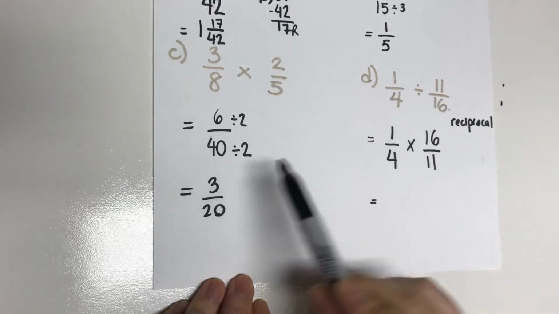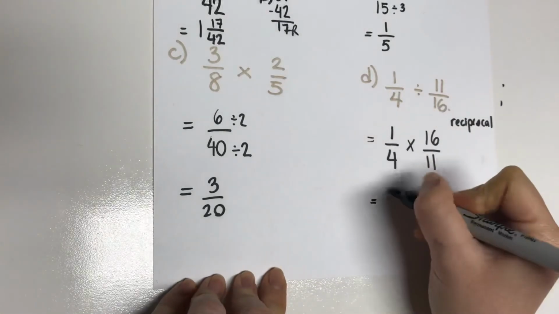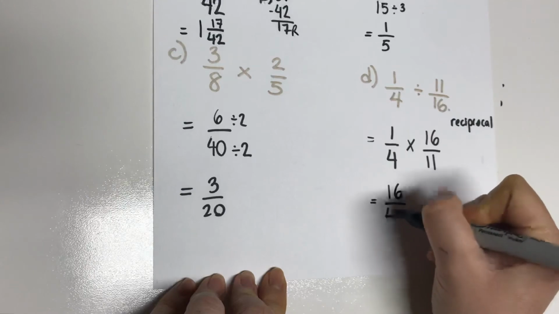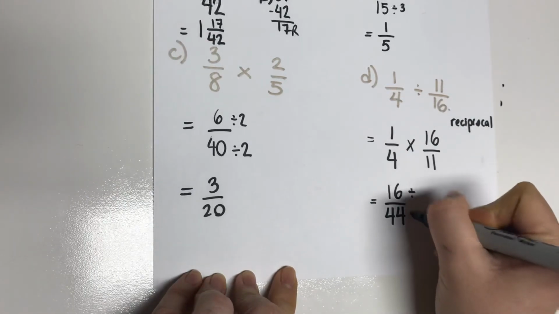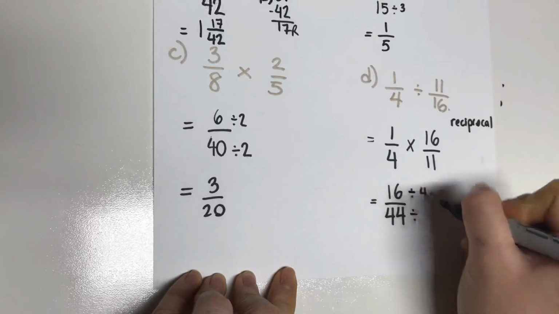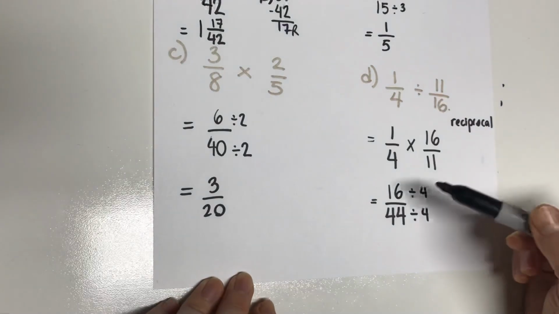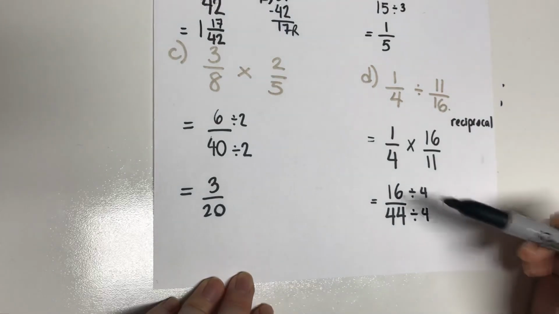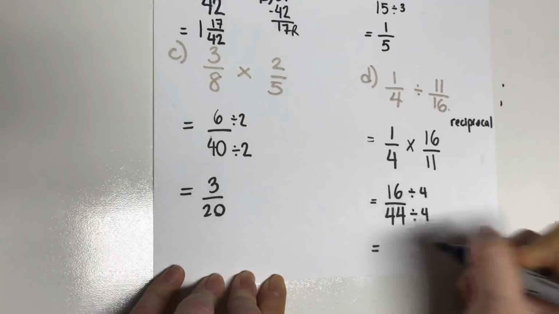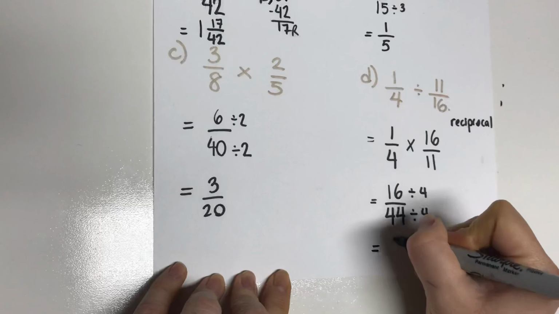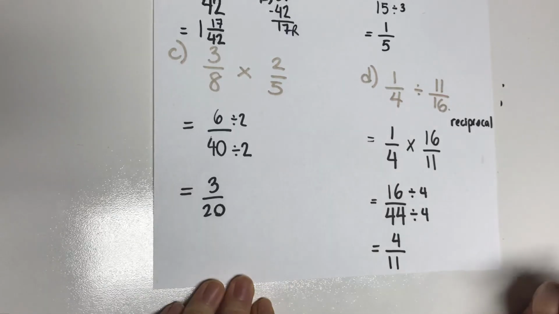So now I can use the same strategy as I did over here, multiply the numerators, multiply the denominators, and I get 16 over 44. And I notice that both the numerator and the denominator can be divided by 4. If it doesn't come intuitively to you, just try different numbers. Try, can it be divided by 2? Can it be divided by 3? Can it be divided by 4? And keep doing it until there's no possibilities. 16 divided by 4 is 4, and 44 divided by 4 is 11. So that's my final answer.